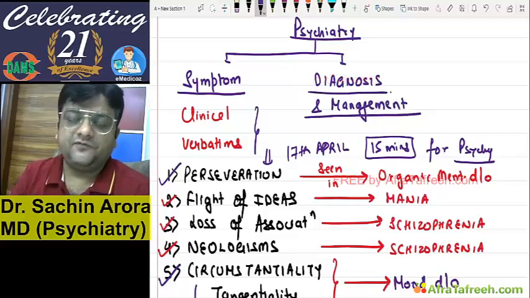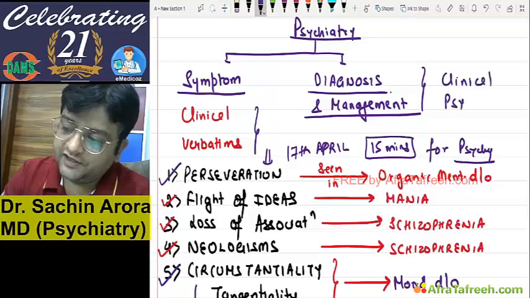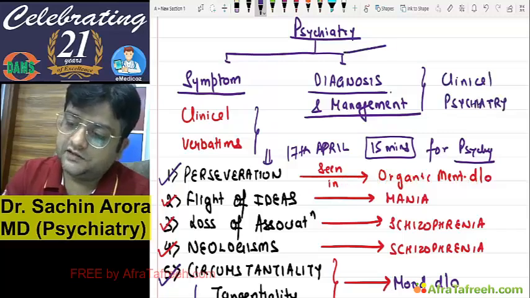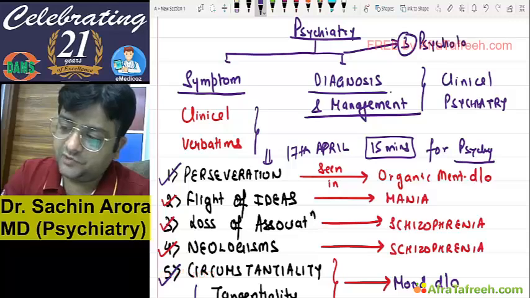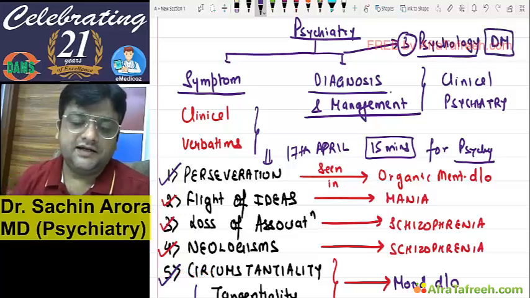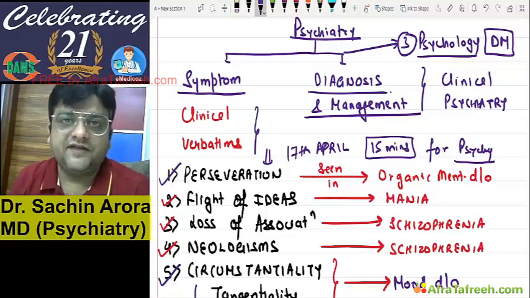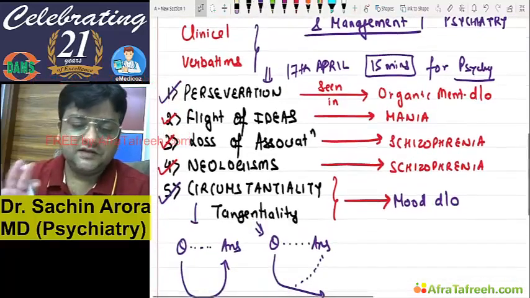Okay, second type of question comes on diagnosis and management, where we speak of clinical psychiatry. Third type of question comes on psychology. The most important topic here is defense mechanism. A clinical question might come on a scenario related to defense mechanism. Defense mechanism. Have you written up to this? Have you written these 5 points?